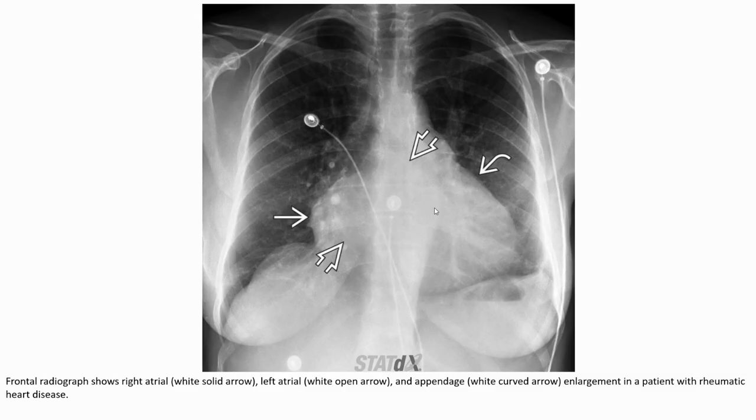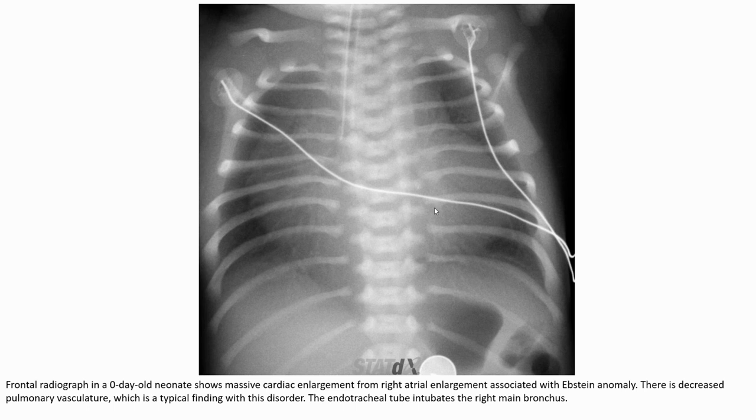This AP radiograph shows right atrial, left atrial, and appendage enlargement in a patient with rheumatic heart disease. This AP radiograph shows massive cardiac enlargement from right atrial enlargement associated with Ebstein anomaly. There is decreased pulmonary vasculature, which is a typical finding with this disorder. The enlarged right atrium is displaced toward the right main bronchus.